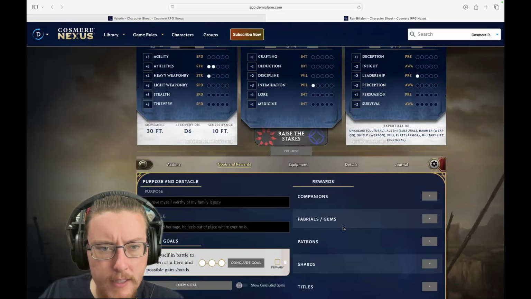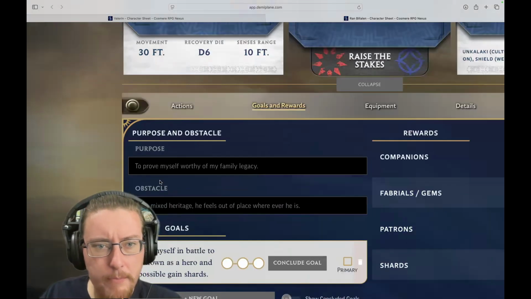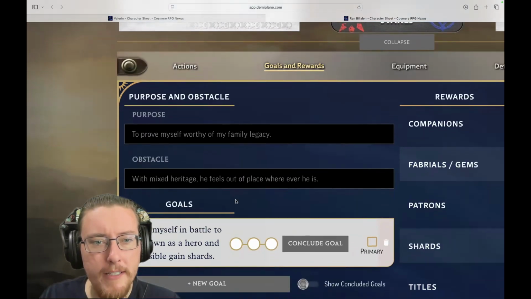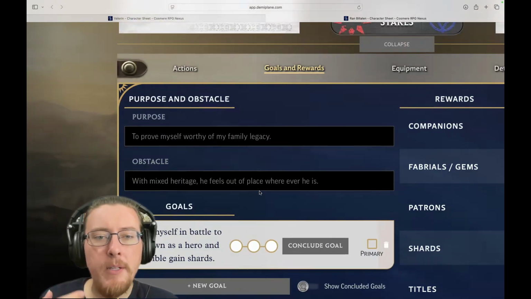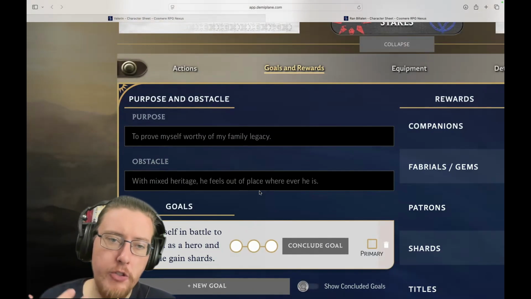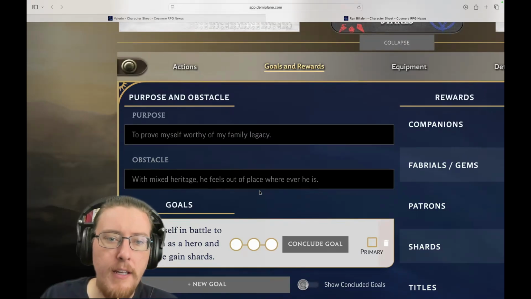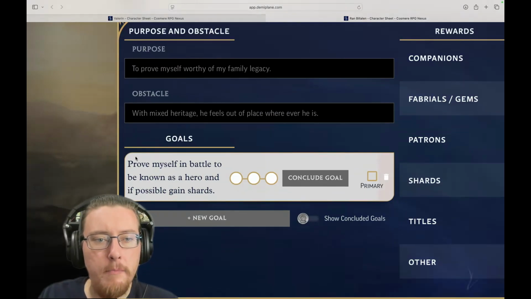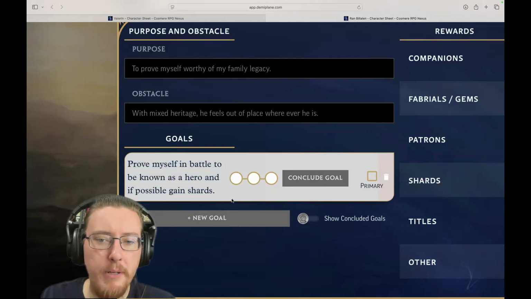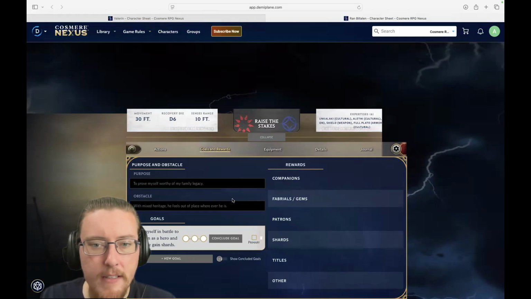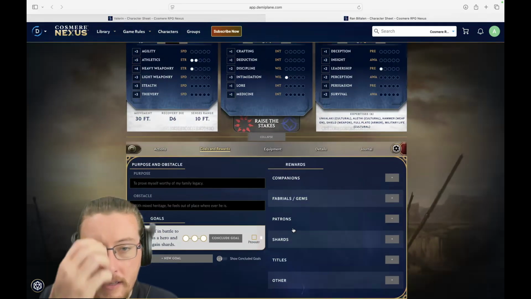And then let's look at goals again. His purpose: to prove myself worthy of my family legacy. An obstacle with mixed heritage. He feels out of place wherever he is. Brilliant. So as a GM, I'd go to Tyler and I'd say, hey, tell me what your family legacy is that you're trying to prove yourself worthy of. And then it's probably related to this goal, right? Prove myself in battle to be known as a hero and if possible gain shards. Makes sense. Clear-cut goal. Love it.